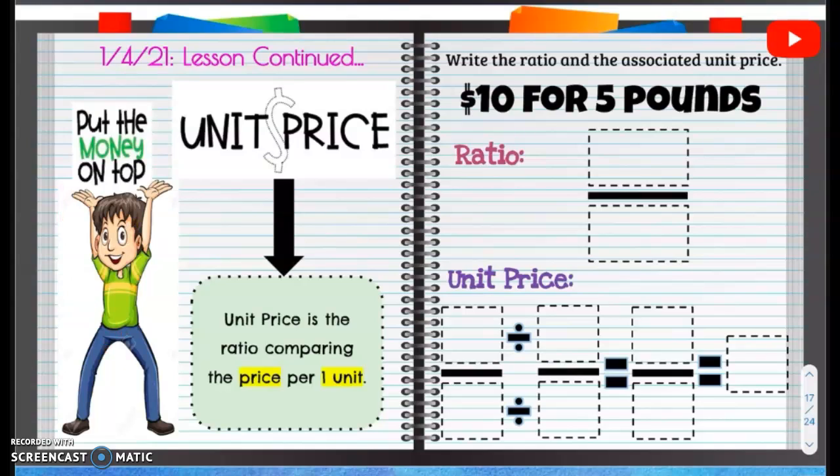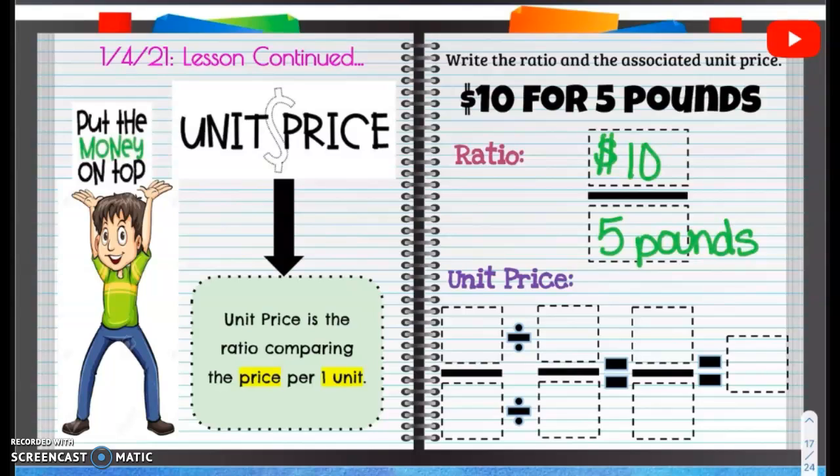All right, so what we're going to do is take a look here at our scenario. It says write a ratio for the associated unit price. So remember, money on top. So $10 for 5 pounds. So we have $10 for 5 pounds. Like at the grocery store, $10 for 5 pounds of bananas or 5 pounds of potatoes, something like that. Now, we have our ratio.